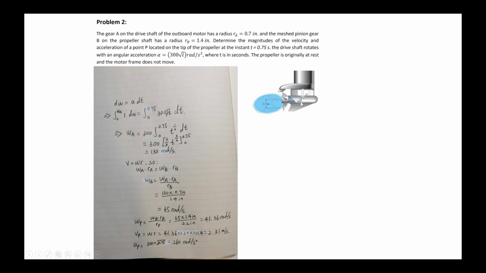And B is at this position, so now we have to get the magnitude of velocity and acceleration at point P. So according to the equation, v is equal to omega times r, we can get the velocity at point P, which is 2.31 meters per second. And for the acceleration, we can just use t equal to 0.75. We can get the acceleration at point P, which is 260.